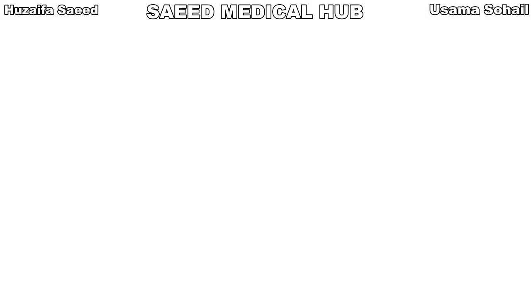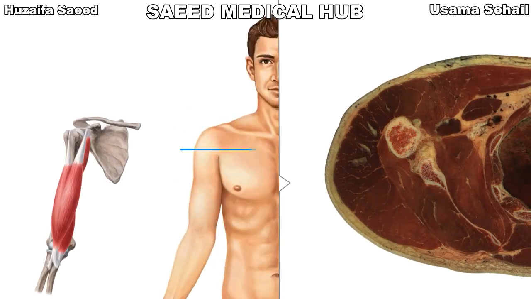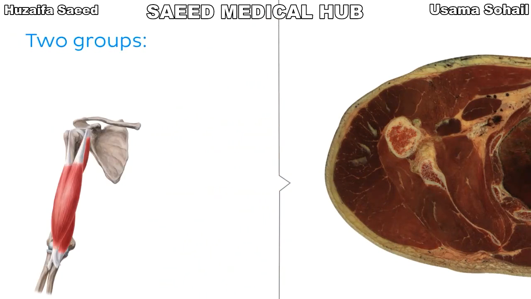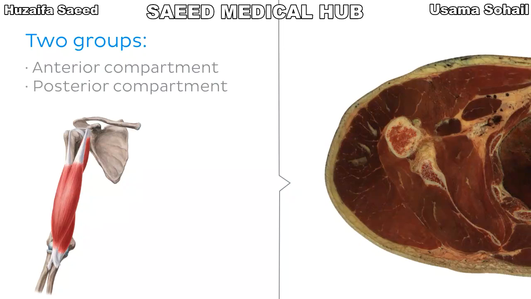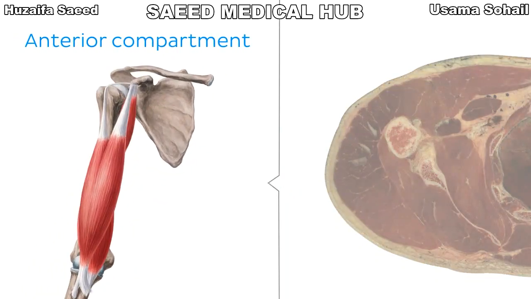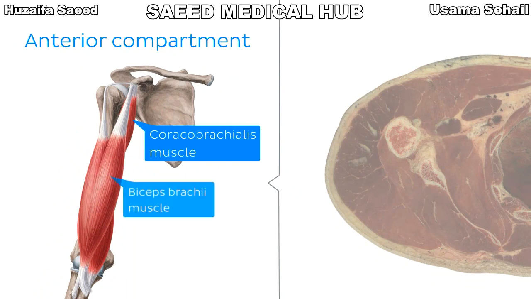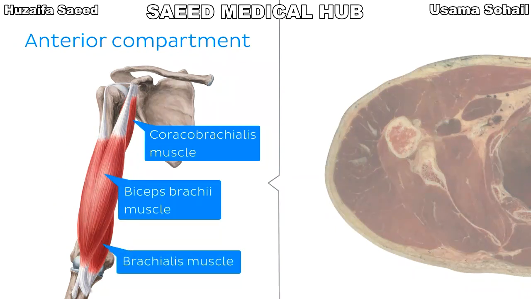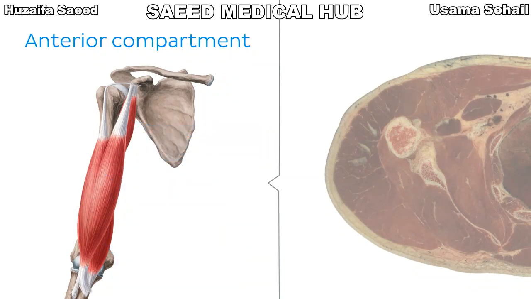We're going to continue with our cross-sections of the arm, this time focusing on the muscles of the arm. And as you can see, these can be primarily divided into two groups, which are the anterior and posterior compartments. The anterior compartment contains three muscles, which are the coracobrachialis muscle, the biceps brachii, and the brachialis muscles. Both the coracobrachialis and biceps brachii muscles originate from the scapula, from the inferior aspect of the coracoid process.